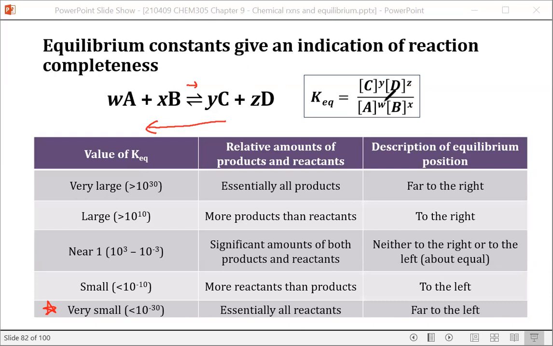So when you plugged in your KEQ expression, your product concentrations on top were very, very small, and your reactant concentrations on the bottom were very, very large. So when you divided this ratio, a small number divided by a very, very, very large number gives you a very small number, a decimal value 10 to the negative 30th or so. And we say that position is shifted far to the left. Essentially, no reaction happened.